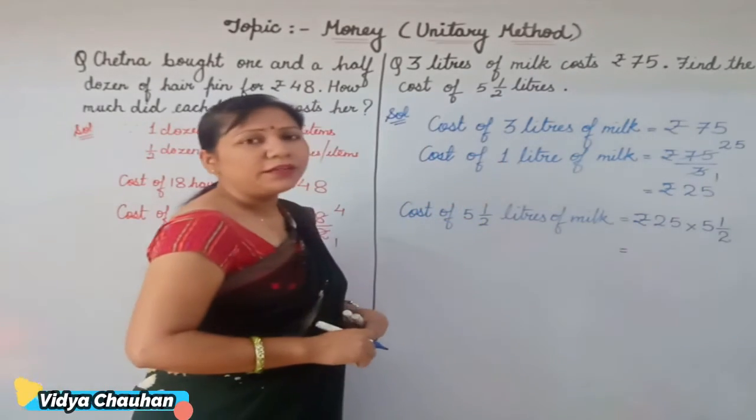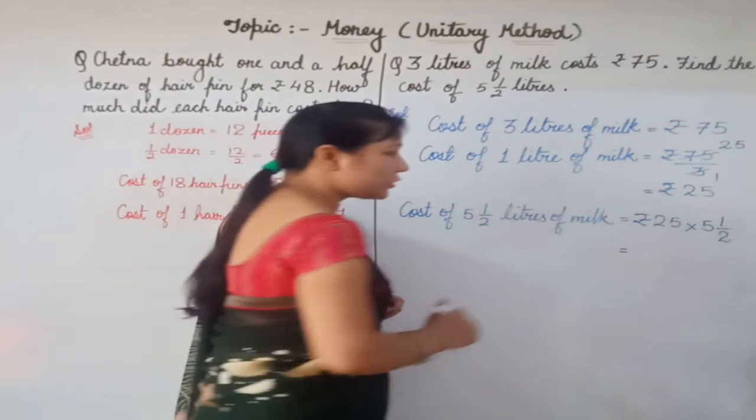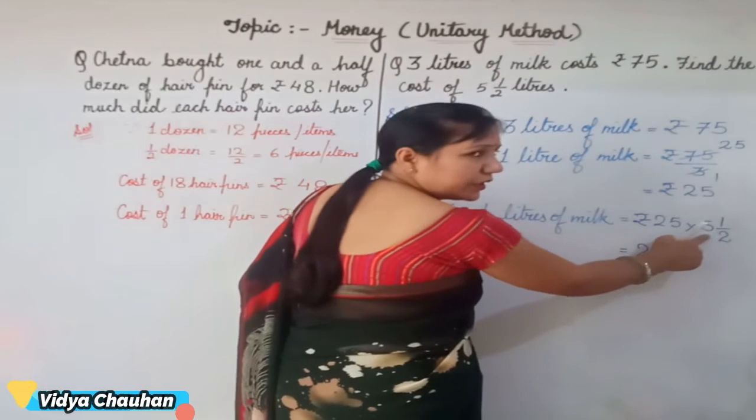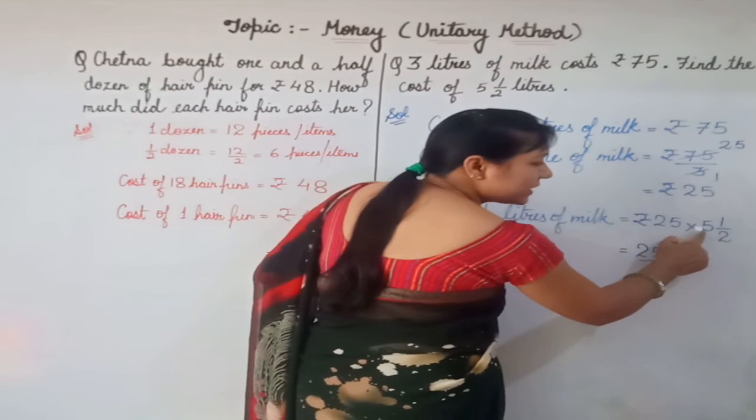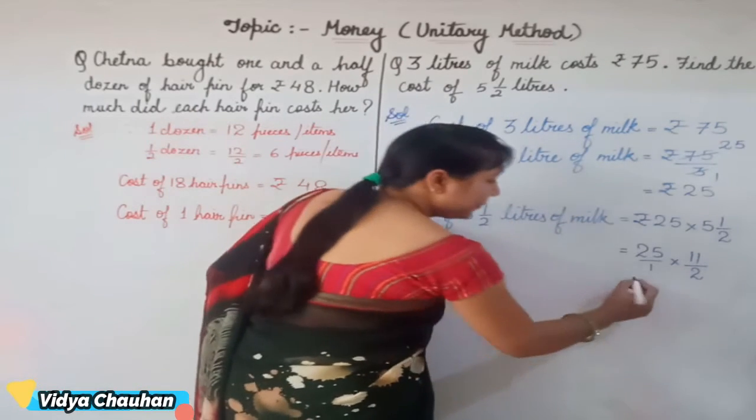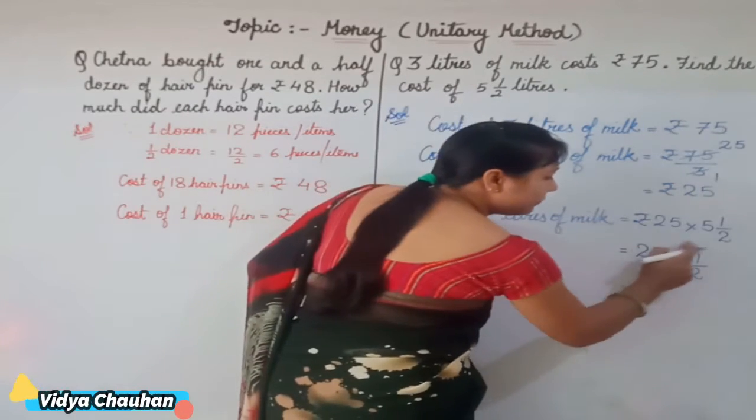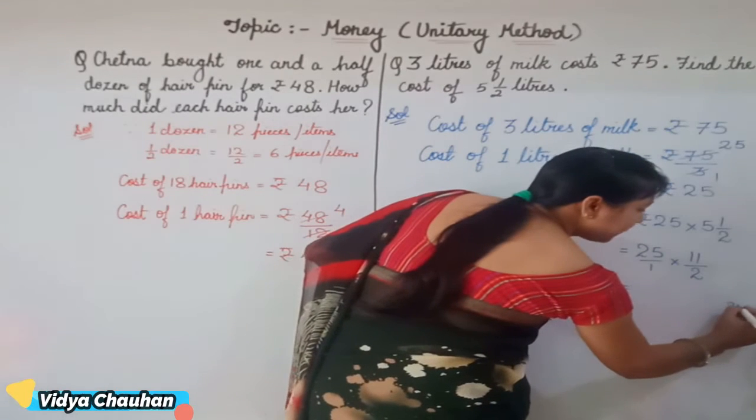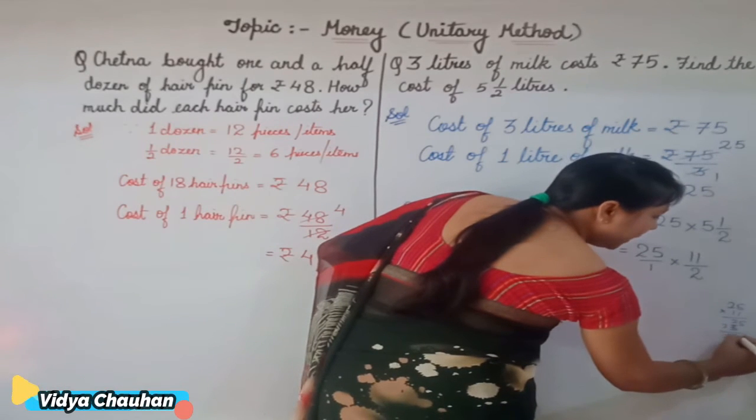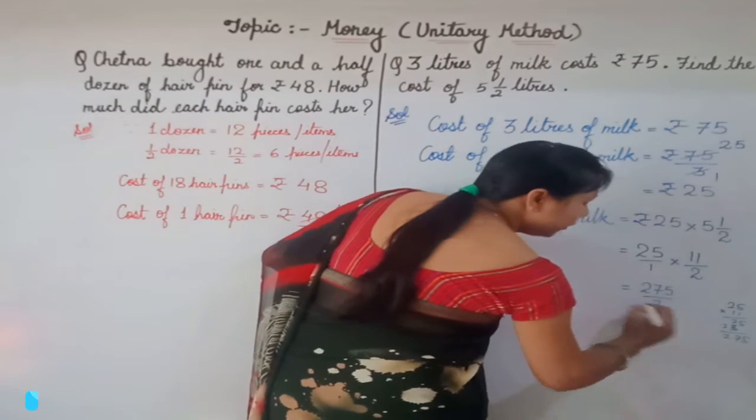As you have already understood the concept of multiplication of fractions, a similar concept will be used here also. In the next step we can write 25 upon 1 multiplied by, converting the mixed fraction to improper, 5 twos are 10 plus 1, 11 upon 2. Clear, students? In the next step, since you cannot simplify it anymore, simply multiply 25 into 11. So 25 multiplied by 11 will give you 275. So that is 275 divided by 2.